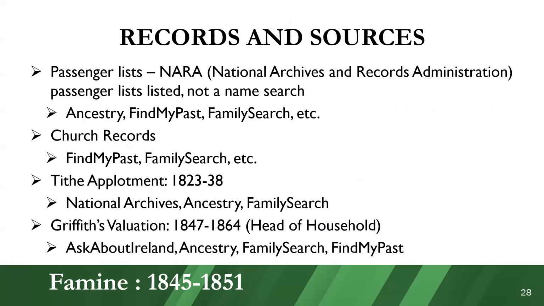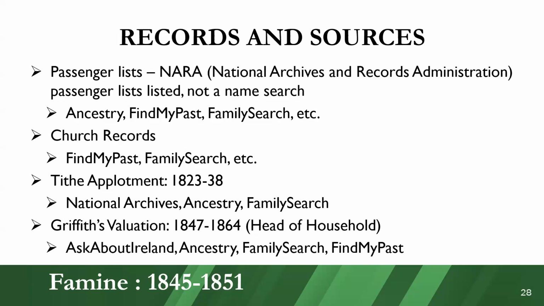NARA, the National Archives and Records Administration here in the US, has a lot of information on passenger lists. It will give you the details of when the government started requiring passenger lists, what they wanted on the passenger lists, and how they changed over time. But you can actually find the actual passenger lists on Ancestry, Find My Past, and Family Search for the Irish. Again, we're talking church records, either here in the US or some of the Irish related records you'll find on Find My Past and Family Search.